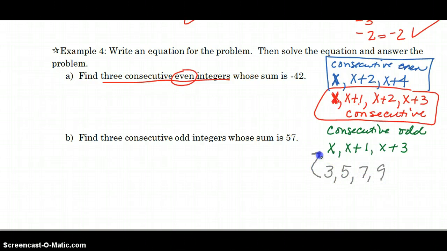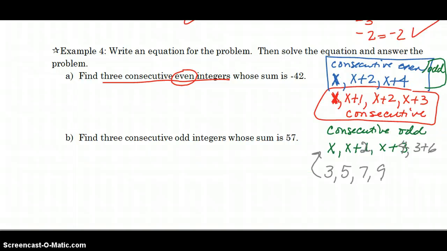Well, check your theory here. 3 plus 1, did that give us 5? No, it's 3 plus 2 that would give us 5. 3 plus 3, does that give us 7? No, 3 plus 4 gives us 7. And so to get 9, it would have been 3 plus 6 to get 9. So look what we just found out. To find consecutive odd or consecutive even, it's the same formula, the same pattern.